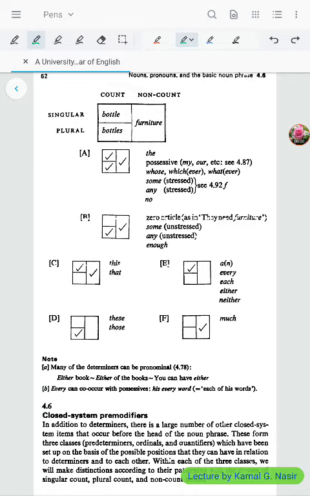Hi everybody, this is a new lesson in grammar. Today we have determiners and predeterminers.